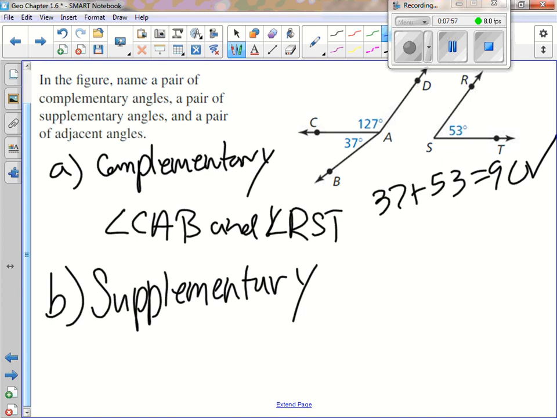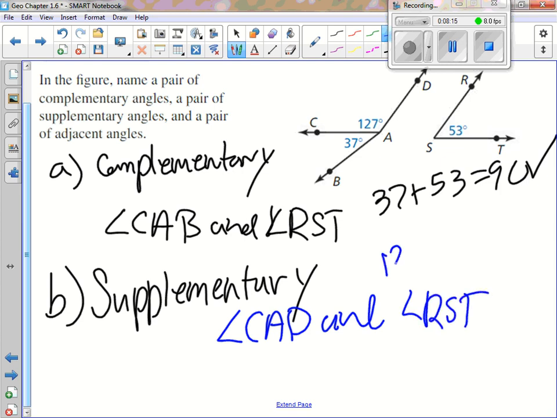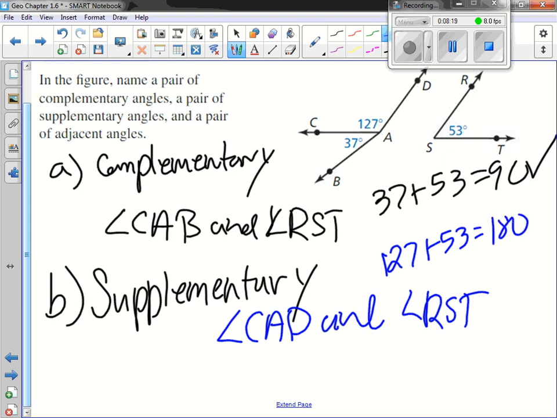Now we want to find two supplementary angles. Two supplementary angles. CAD and RST, because 127 plus 53 is 180, because supplementary angles add up to be 180 degrees.